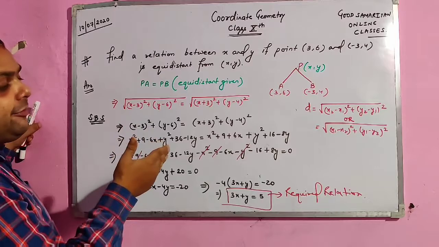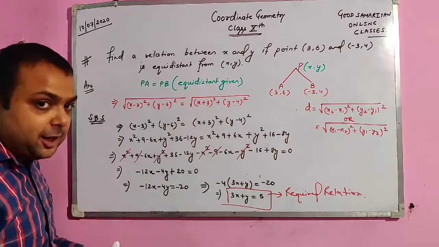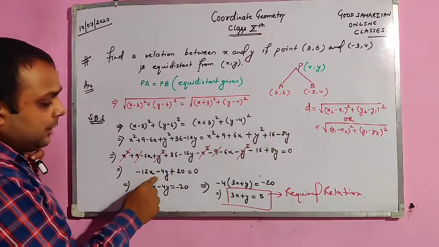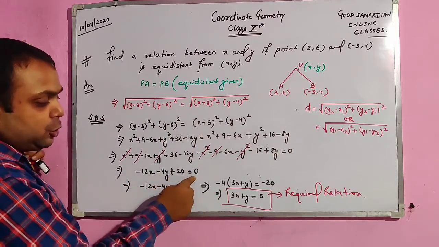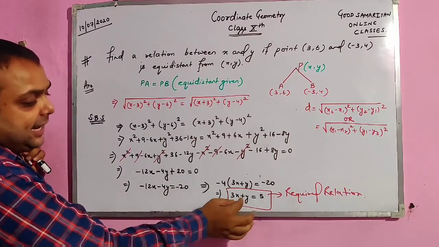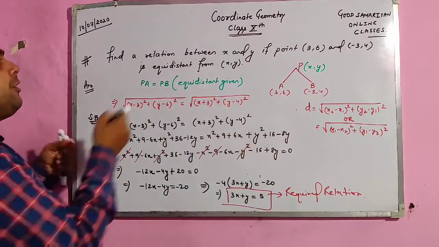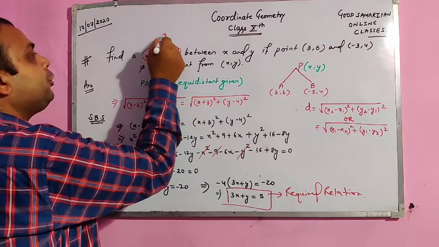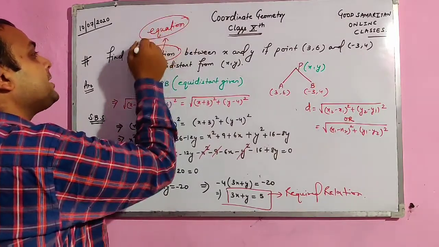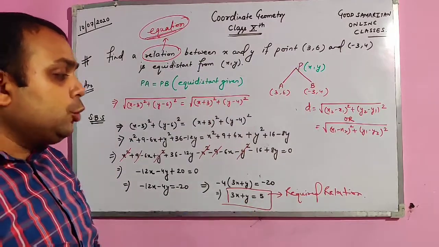Taking all the values to the left side and putting RHS equal to 0, eliminating the like terms which are in plus and minus, I have minus 12x minus 4y plus 20 equal to 0. Taking this to the right side, simplifying it, I get 3x plus y equal to 5. Whenever there is a word relation in the question, it means we have to find an equation related to x and y variables. So I got 3x plus y equal to 5.